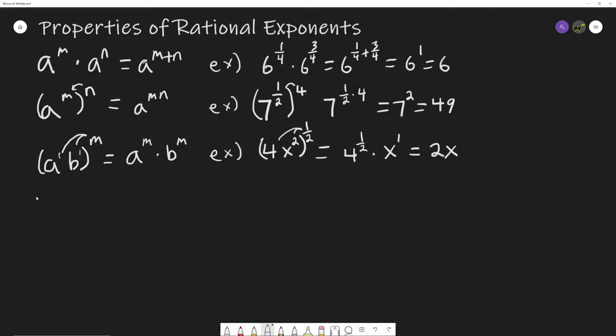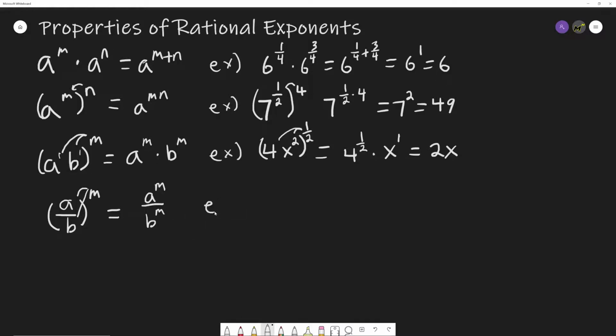Let's see, fourth property. Let's say we had a over b this time, and all of this was to the mth power. Very similar to what happened here, the m is going to distribute to both powers, in the numerator and the denominator. So whenever this occurs, we'd have a to the mth power divided by b to the mth power again.